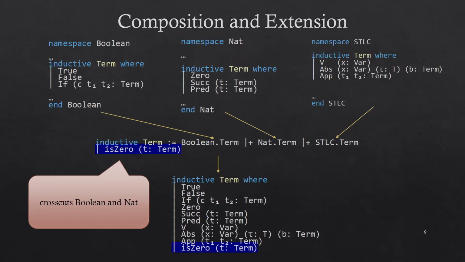The syntax, in addition to unioning the different constructors here, also allows you to add new constructors. So if we have a syntactic category for is0, which would naturally exist only if you have both natural numbers and booleans, it is a cross-cutting concern between boolean and nat. Then you can add it whenever you are composing nat and boolean together.